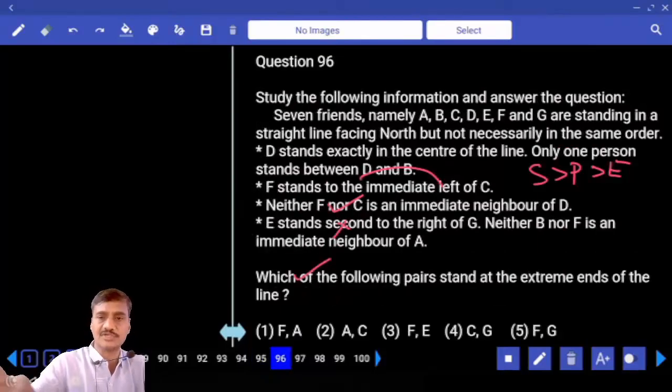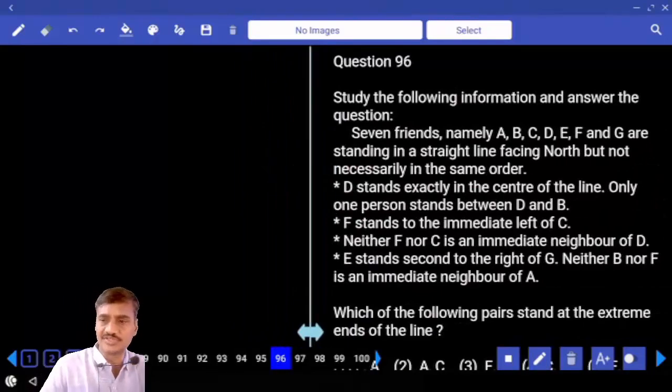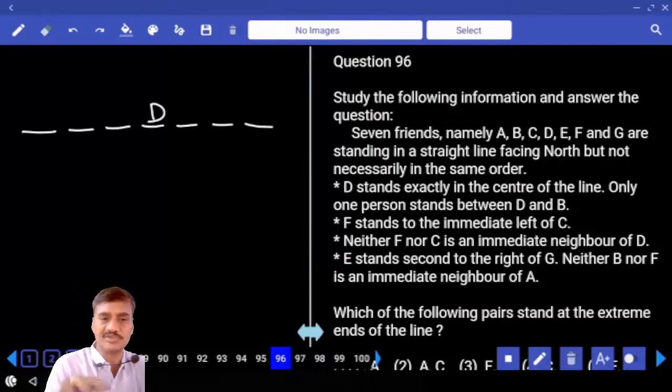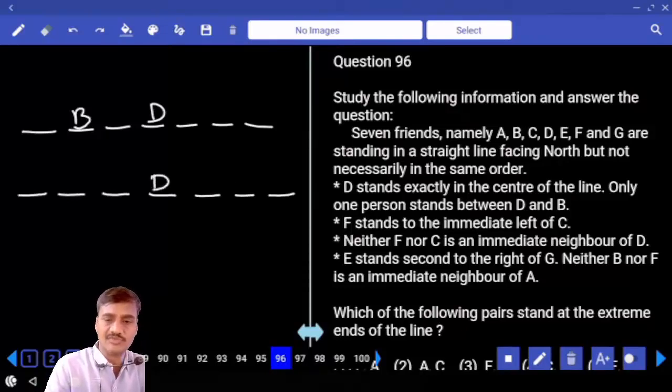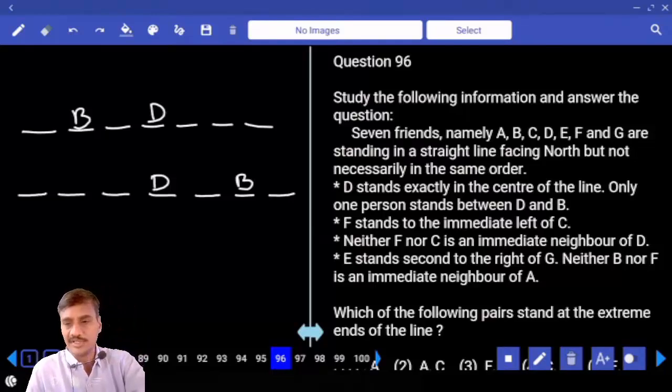And 96 onwards, now it is based on 7 friends facing towards north. 1, 2, 3, 4, 5, 6, 7. And D stands exactly at the center of the line, definite information. And only one person between D and B. B can be either to the left hand side or right hand side. Now D is here, one person between D and B.